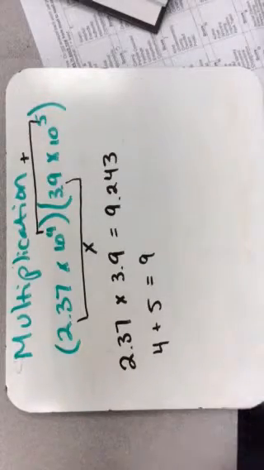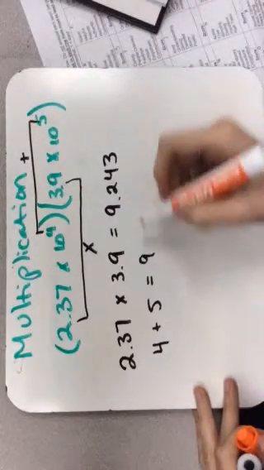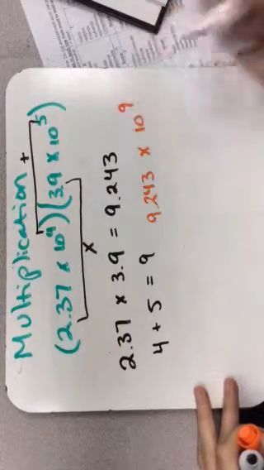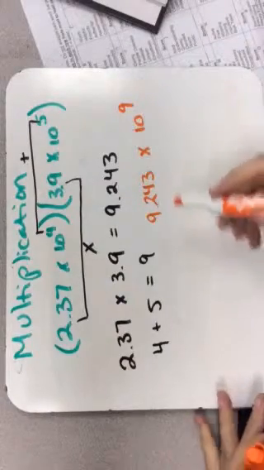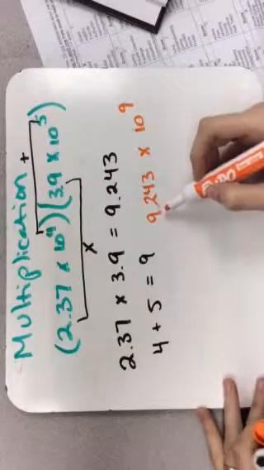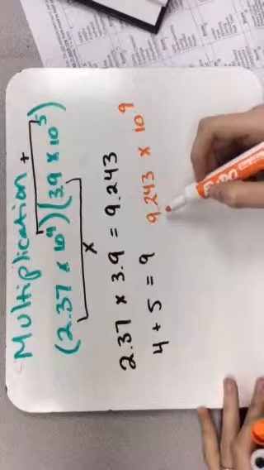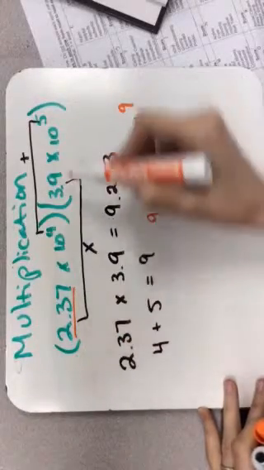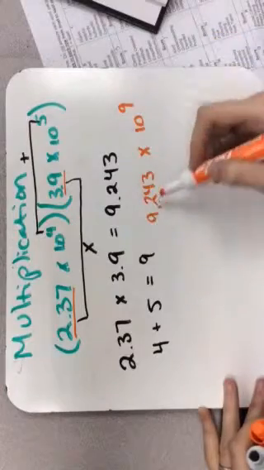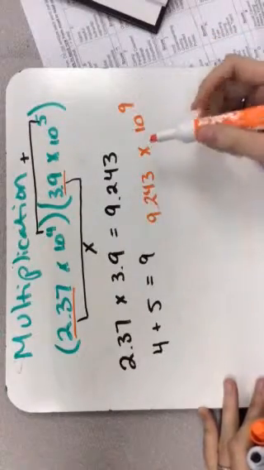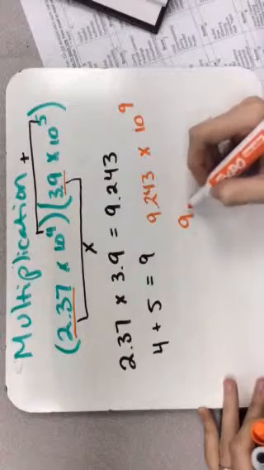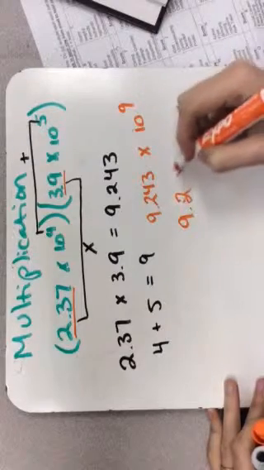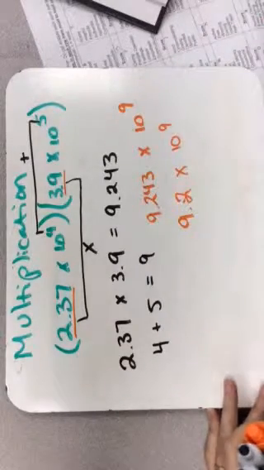So then your answer would be simply those two put together: 9.243 times 10 to the ninth. Now I want you to notice that this is in scientific notation. It is a number between 1 and 10, so you're fine there. However, this has too many sig figs. Our initial values had 3 sig figs and 2 sig figs. So this coefficient can only have 2 sig figs. So you would round to 9.2 times 10 to the ninth. All right.